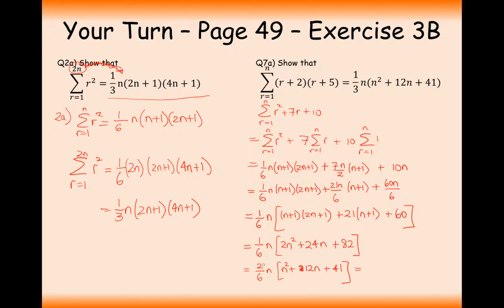So final answer here is to now cancel out the 2 and the 6. So it's a third n, brackets n squared plus 12n plus 41. There we are. Perfect. Great, so that's how we show that the summation of r plus 2 times r plus 5 summated from 1 up to n is equal to that big long formula there.